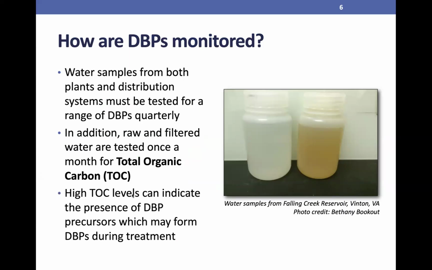DBPs are monitored by water sampling. Once a quarter, water samples from both treatment plants and distribution systems must be tested for a range of DBPs. In addition, raw and filtered water are tested once a month for total organic carbon, or TOC. High TOC levels can indicate the presence of DBP precursors, which may form DBPs during treatment.